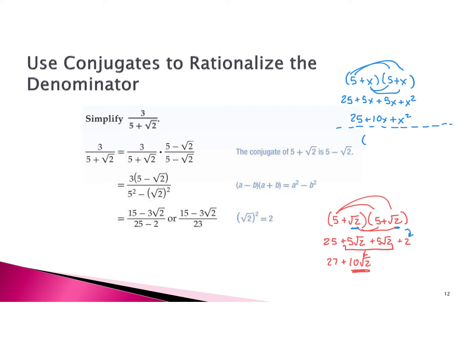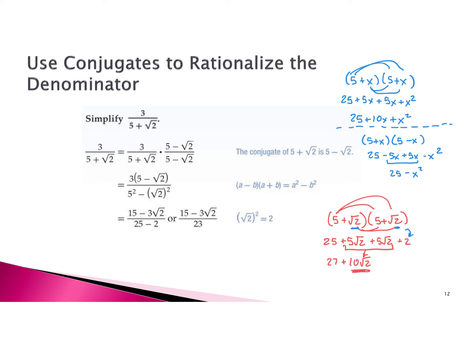So let's say I had 5 plus x times 5 minus x. Okay, I changed my sign. Let's see what happens. I still get 25 as my first term. All right, then I get 5 minus 5x, and then I get plus 5x, and then I get minus x squared. Now my middle term cancels, and I am only left with the square of my first term minus the square of my last term.